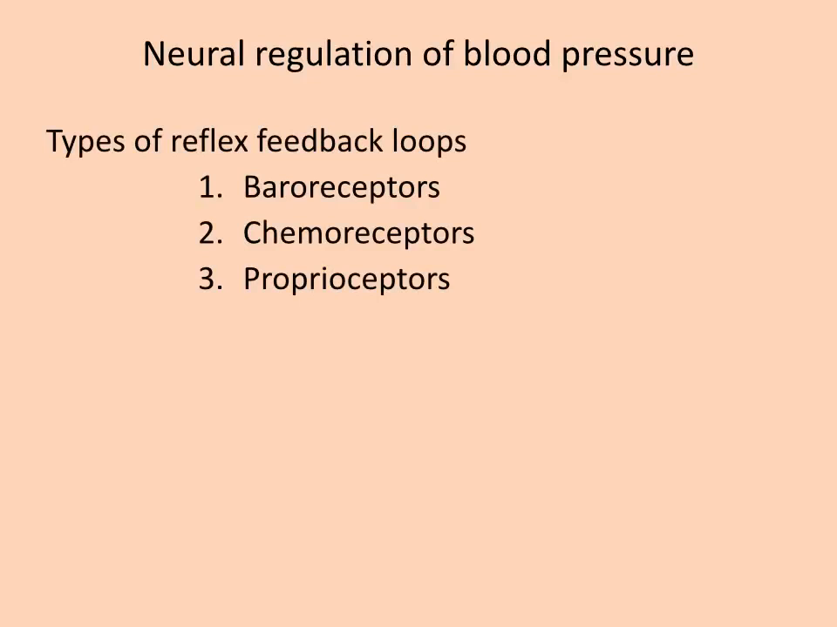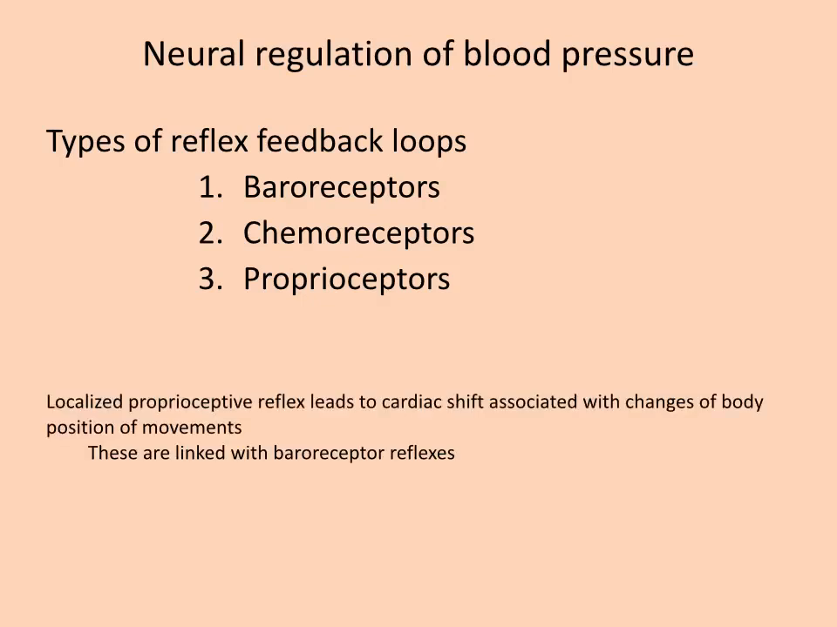So let's take a look at the neurological regulation of the blood pressures. This regulation is based off of three distinct feedback loops: the baroreceptor feedback loop, the chemoreceptor feedback loop, and the proprioceptive feedback loop. The proprioceptive feedback loop is primarily localized within the overall cardiac drift and cardiac shift that we see when we have movement and activity. All of the feedback loops will be involved within the baroreceptive feedback loop that we're going to take a look at next.